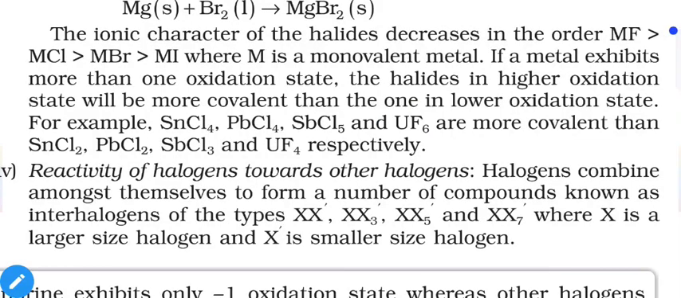The ionic character of the metal halide decreases in order MF, then MCl, then MBr and MI. Simple reason, highest electronegative element will show comparatively more ionic character than least electronegative element. Where M is monovalent metal, that means it forms single bond only or it has only +1 oxidation state. If metal exhibits more than one oxidation state, the halide in higher oxidation state will be more covalent than the lower oxidation state. For example, SnCl4, PbCl4, SbCl5 and UF6 are more covalent than SnCl2, PbCl2, SbCl3 and UF4 respectively.